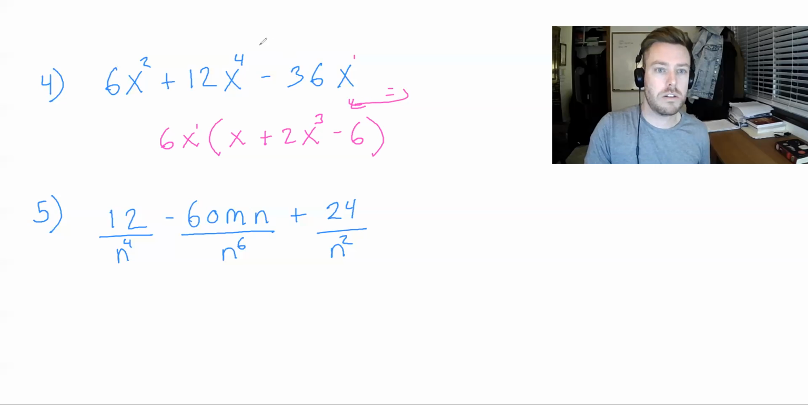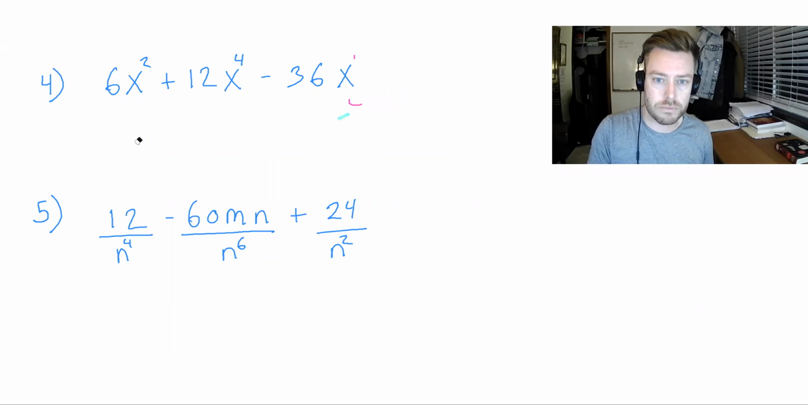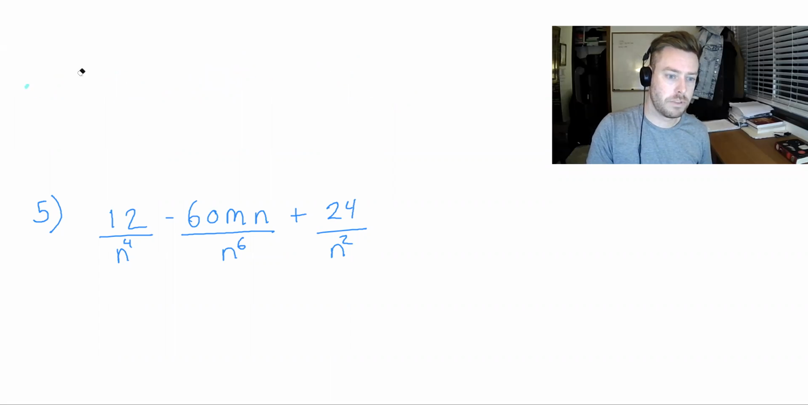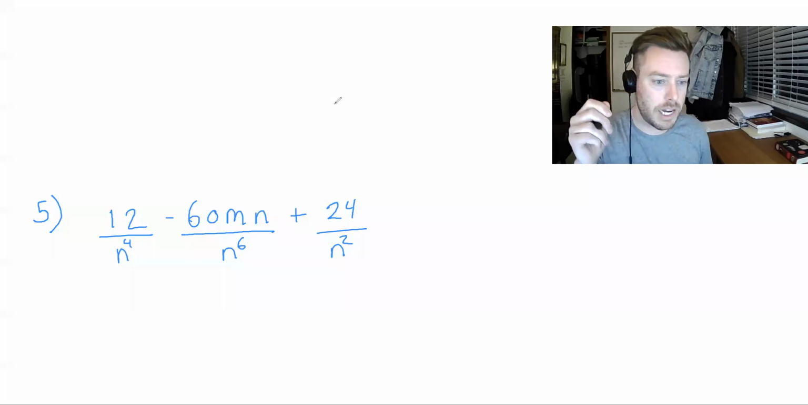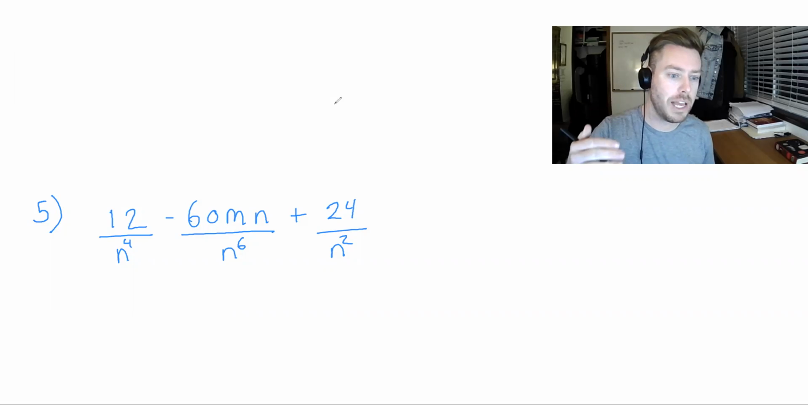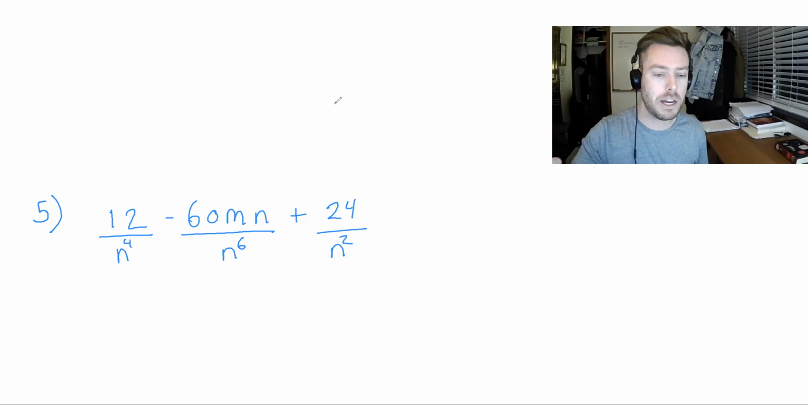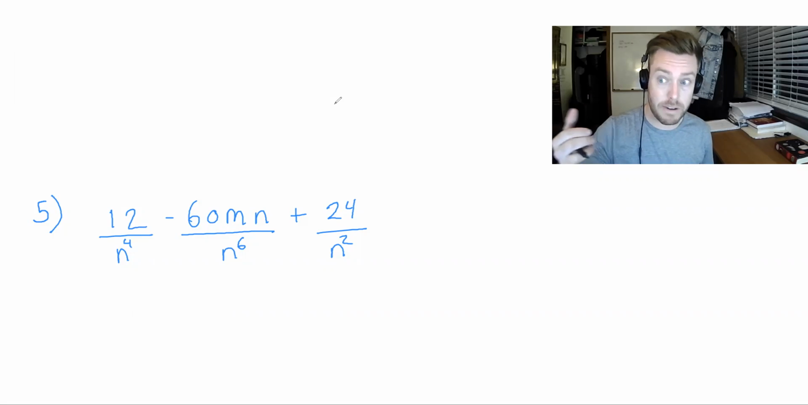Okay, and so this last one here, it's going to be pretty interesting. So let me erase this whole thing. Okay. So this last one here, we have 12 divided by n raised to the fourth power minus 60 times m times n divided by n to the sixth plus 24 over n squared. So now we're starting to deal with fractions and variables in the denominator and all that good stuff.